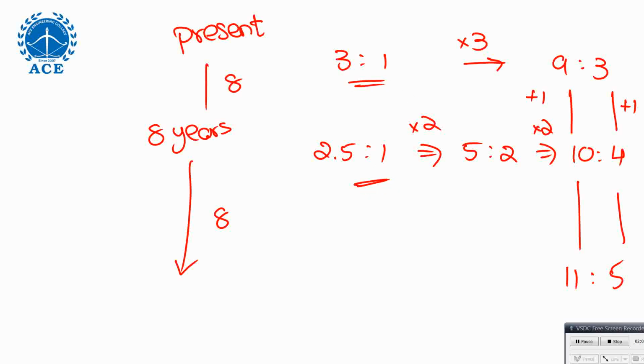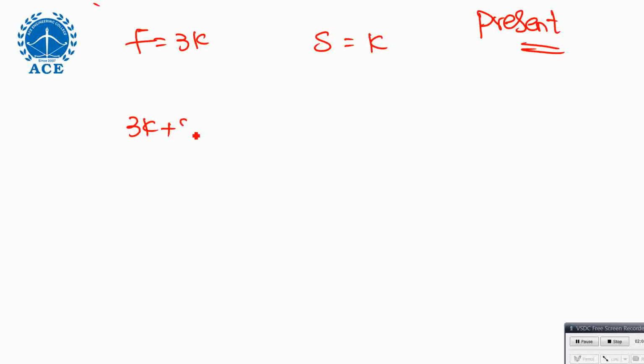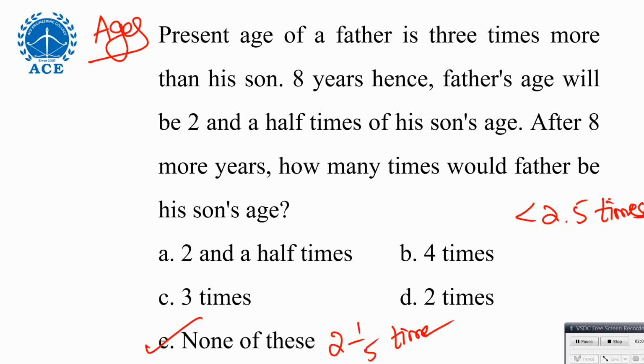I'll give you the basic approach. The basic approach is present. Father's age is 3 times the son's age. If son is K, father is 3K. No issues, right? Present. Next, what is given: after 8 years, father is 3K plus 8, son is K plus 8. The relationship is 2.5 times. Is that what is given? 2.5 times of his son.